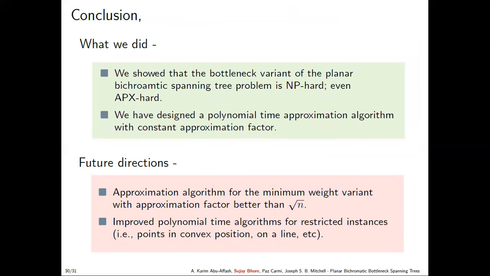In conclusion, what we did is we showed that the bottleneck variant of the planar bichromatic spanning tree problem is NP hard. Even this problem is APX hard. We have designed a polynomial time approximation algorithm with constant factor approximation. And then as part of future work, I think it's an interesting question to improve the approximation factor for the minimum weight variant to be better than square root n. And then also the question is whether we can design better polynomial runtime algorithms for restricted instances, for instance, for points in convex position or for points on a line, etc.